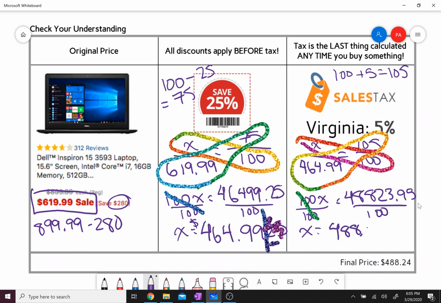0.2395. Money means we're rounding to 2 decimal places. Looking at that digit after the decimal, or rather after where we're trying to end our decimal, is a 9. 9 is 5 or more, which means we're going to round up. So that means that this 3 right here isn't going to stay a 3. It's going to round up to become a 4. So our final price that we're paying in this problem is $488.24.